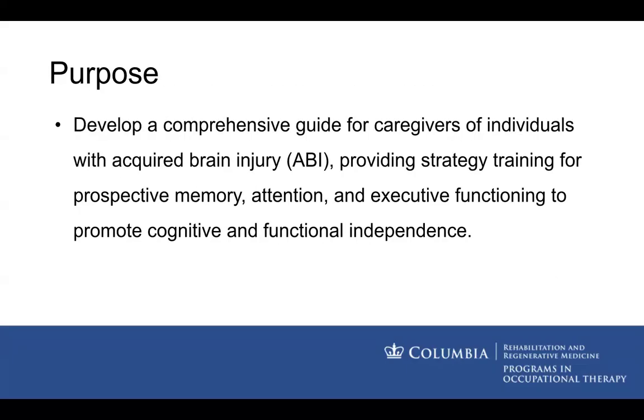So the purpose of this project is to combine strategies for prospective memory, attention, and executive functioning into one comprehensive resource, a manual for caregivers of individuals with acquired brain injury, focused on strategy training to promote cognitive and functional independence in the survivor. So the idea is that by giving caregivers clear guidance and practical tools that they can use, survivors will be able to function more independently, which not only supports their recovery, but also gives caregivers more time for themselves and hopefully reduces their stress and burden.